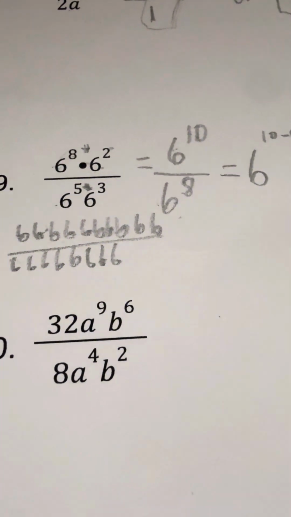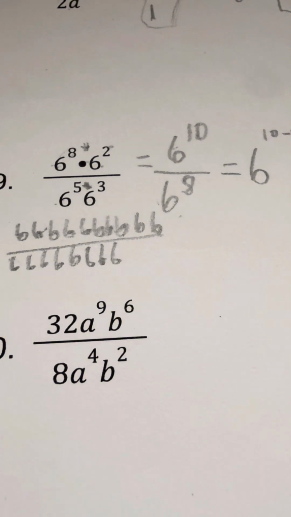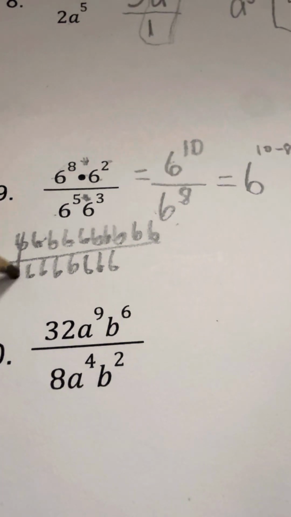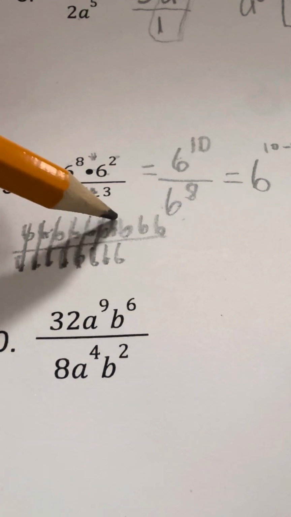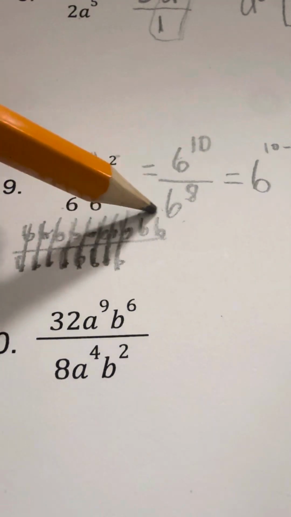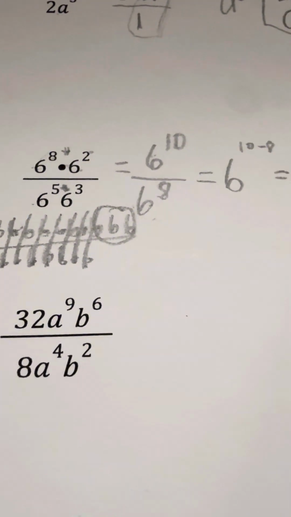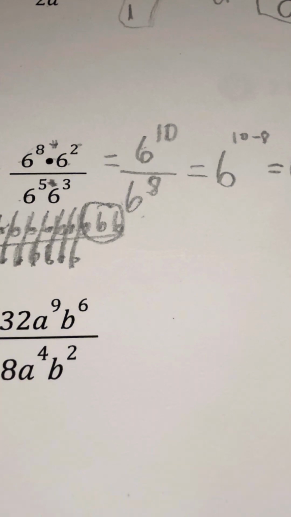And then when you're ready, you start canceling. Every 6 that's up in the numerator has a 6 in the denominator. They cancel each other out, leaving me with just 1. So I can cancel, cancel, cancel, cancel. Cancel them all until they're done and count how many you're left with. In that case, you're left with 2 in the numerator, which means it's a positive exponent of 2, 6 to the 2nd power.